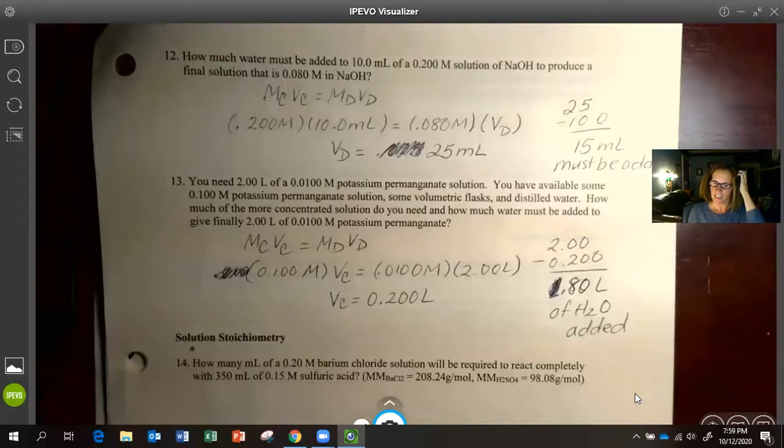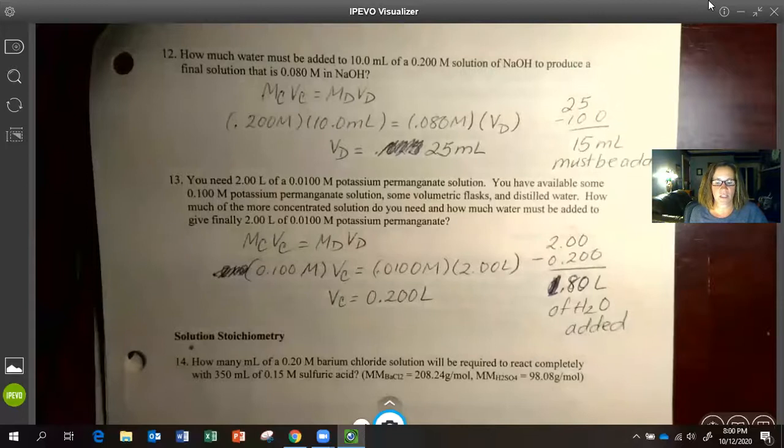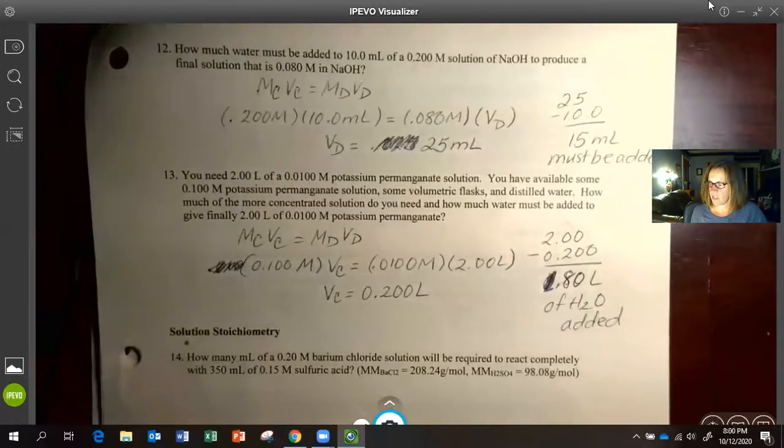So in problem 13, I need to use 200 milliliters or 0.2 liters of the concentrated solution in order to get 2 liters of our desired concentration of 0.0100 molar. In order to do that, I'm going to take the 200 milliliters of the concentrated, put it into a volumetric flask, and add almost 1.8 liters of water, at least up to the 2-liter mark on the volumetric flask to get the desired dilution. So you should be very comfortable calculating solution concentrations as well as making dilutions.